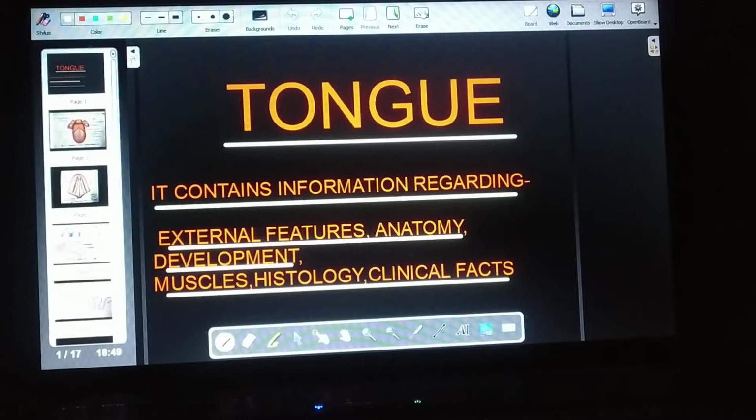Hello everyone, today we are going to do tongue. This slide contains information about the external features of anatomy, development and muscles, histology, and some clinical facts about the tongue.